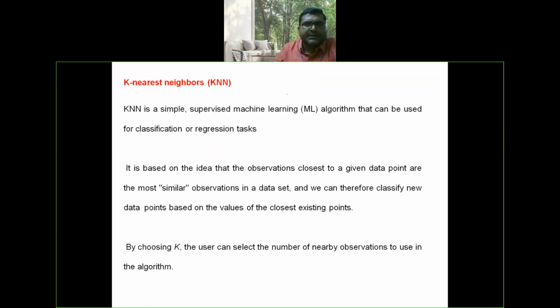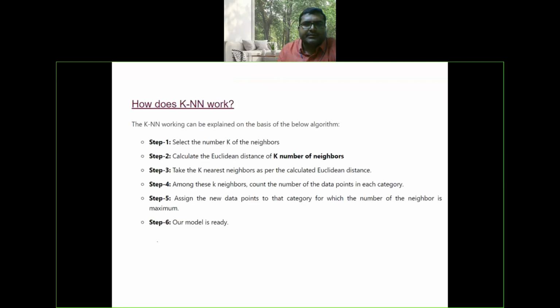Next, k nearest neighbor, KNN algorithm. It is a supervised machine learning algorithm that can be used for classification or regression task. It is based on the idea that the observations closest to a given data point are the most similar observations in a data set, and we can therefore classify new data points based on the values of the closest existing points. By choosing k, the user can select the number of nearby observations to use in the algorithm. Just make a glance at the algorithm steps.